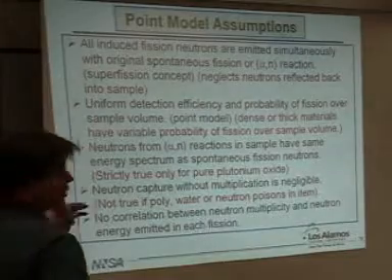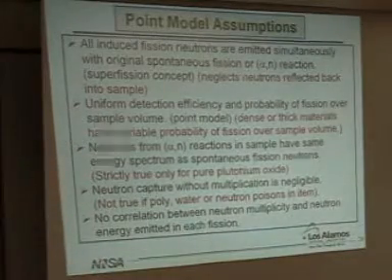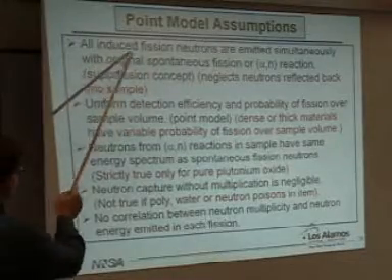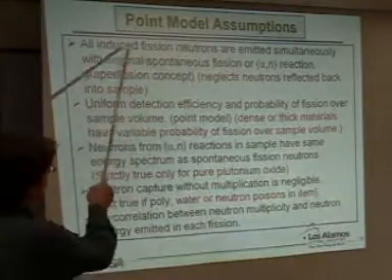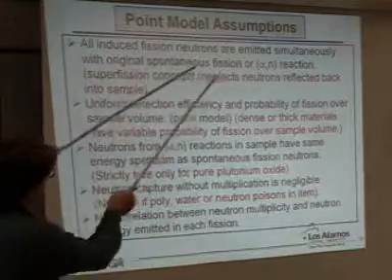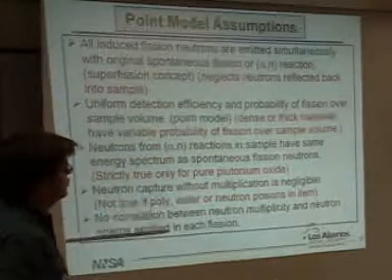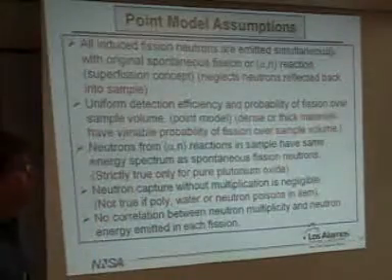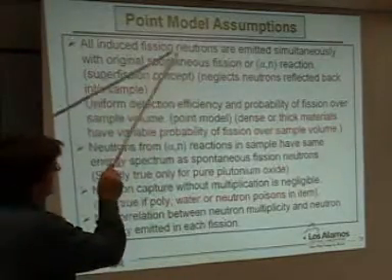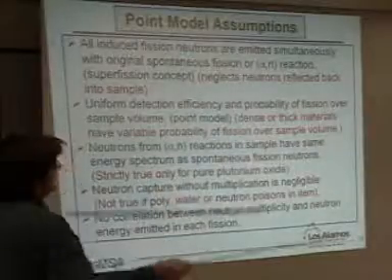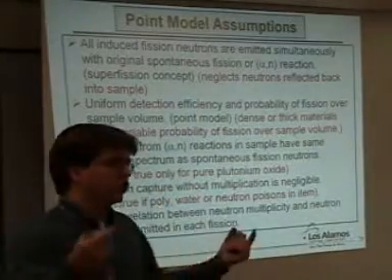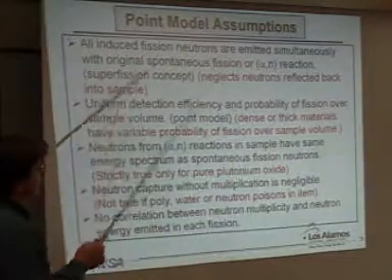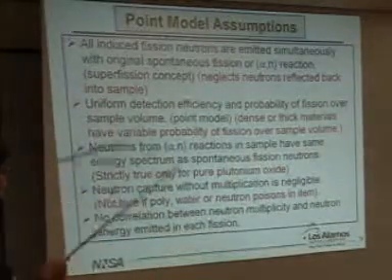What were the assumptions that went into this? I showed you where they were as we went along, but let's summarize them real quick. I've never introduced any type of concept of time. Induced fission neutrons are emitted simultaneously with the original spontaneous fission or alpha n reactions, known as the superfission concept. Basically, everything happens at once. The bad thing about this is it neglects any neutrons that are reflected back into the sample, and it neglects any additional sources from those neutrons. This can be taken out through design with the counters, usually.